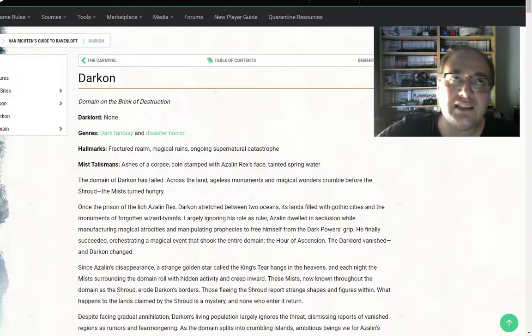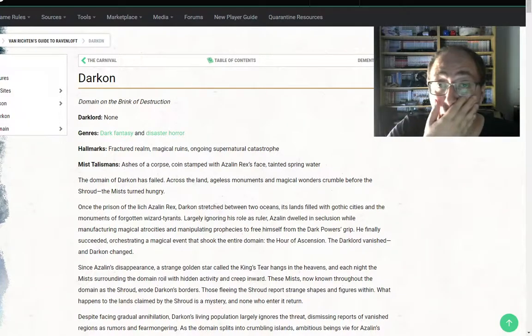and desperate feel to it, both nihilistic and desperate, because the land is being swallowed up, but almost no one seems to care. And I think it could make for so many great stories.